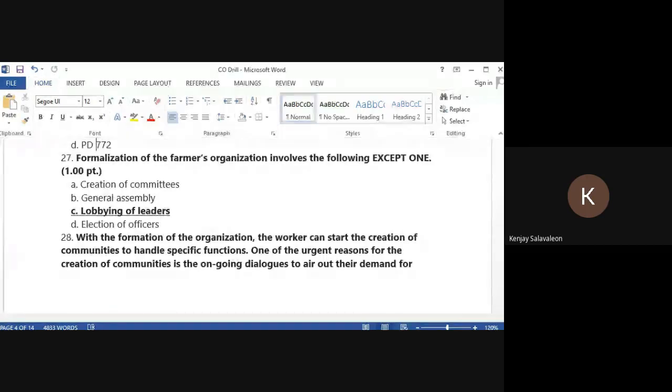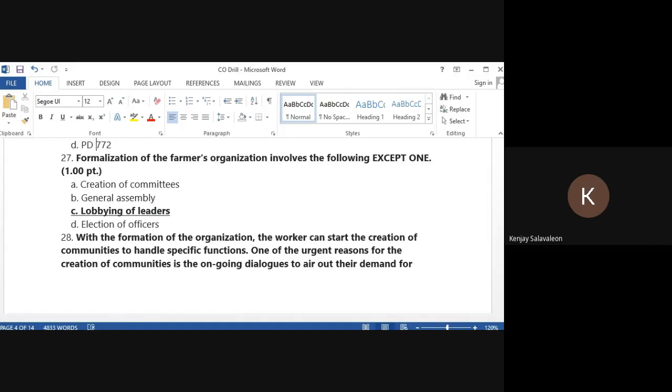is an existing organizational structure. Let's say sa farmer, nagkaroon na sila ng position, may president na mga officers. So that officers are morally obliged to represent its constituents to the legislative committee. So ang process na sila na yung umupo doon, that is lobbying, no? Pero hindi siya kasali doon sa pag-form ng farmers organization.